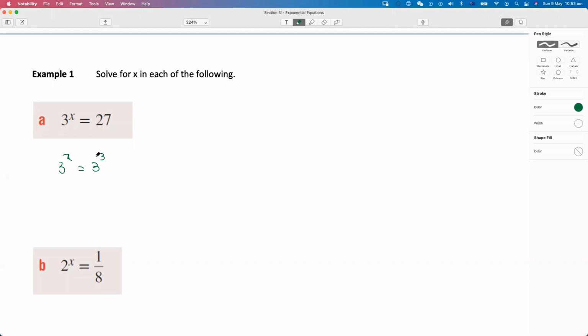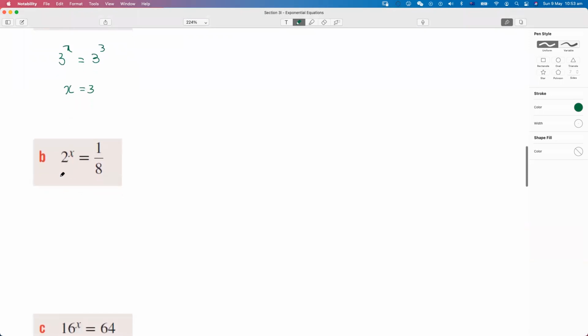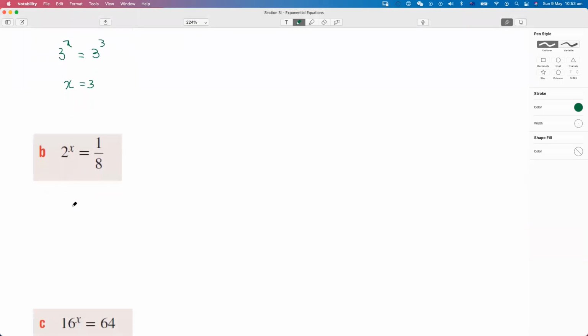Once you get here, we know we can equate the indices. X has to be equal to 3. And that's done for this one. We've solved for x. Next one, 2 to the power of x is equal to 1 over 8.